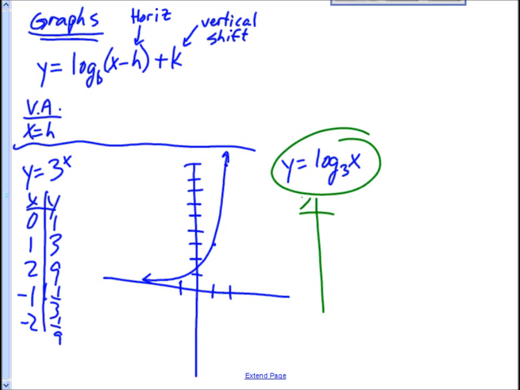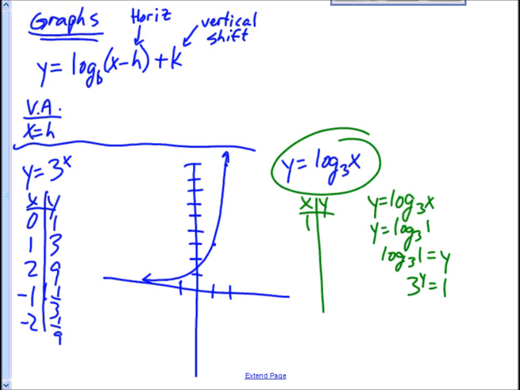If you want to plug some points in, let's start with 1. Log base 3 of 1. Or maybe you want to think about it this way: log base 3 of 1 equals y, so 3 to the y equals 1. Well, what would y have to be? 0. So when I plugged in 1, y must be 0, which makes sense because I originally had 0, 1. Now I have 1, 0, right? 3 to the x and log base 3 of x are inverses.